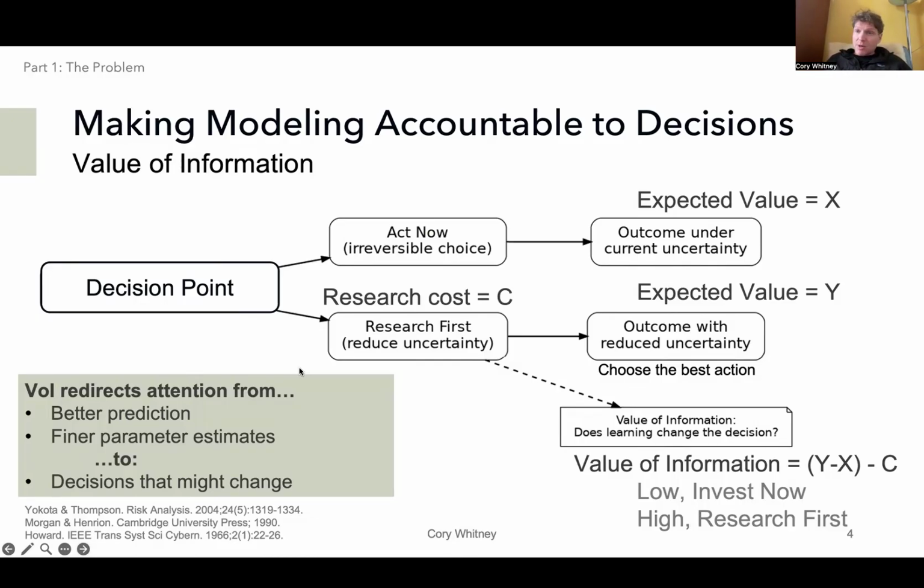So instead of doing better prediction and finer parameter estimates, we focus on decisions that might change. And the hidden assumption is that the causal structure is well enough known to evaluate outcomes. Everything that follows in this talk will be about what happens when that assumption is false.